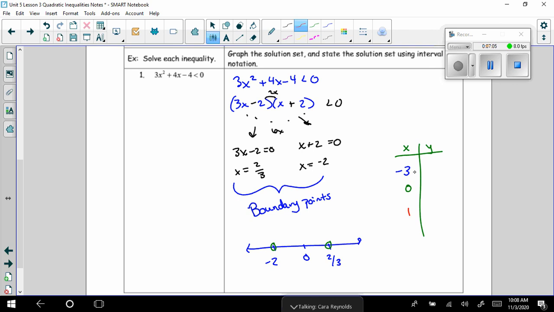Okay, so if I plug in a negative 3 and solve, if I plug my values in, I get 11, negative 4, and 3. And the values really aren't important. What's important is that with negative 3, I got a positive. With the 0, I got a negative. And with the 1, I got a positive. And so we want to shade from here to here.